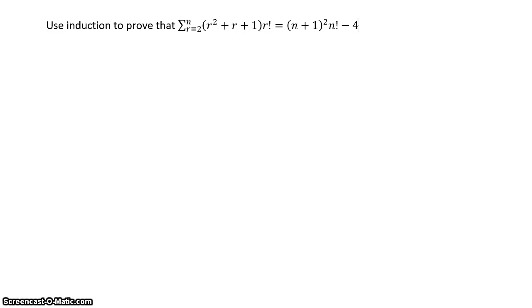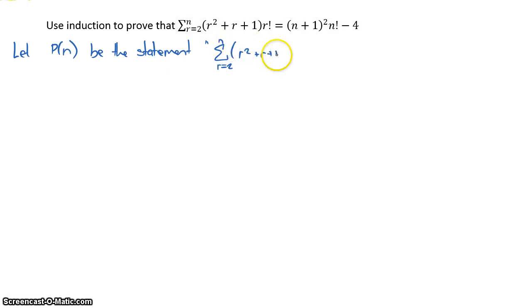Question 6 asks us to use induction to prove this result. So again, for induction there's a few steps that we need to follow, and we must start with: let Pn be the statement, and we write down what we have. That the sum from r equals 2 to n of (r squared plus r plus 1) times r factorial is equal to (n plus 1) squared times n factorial minus 4.